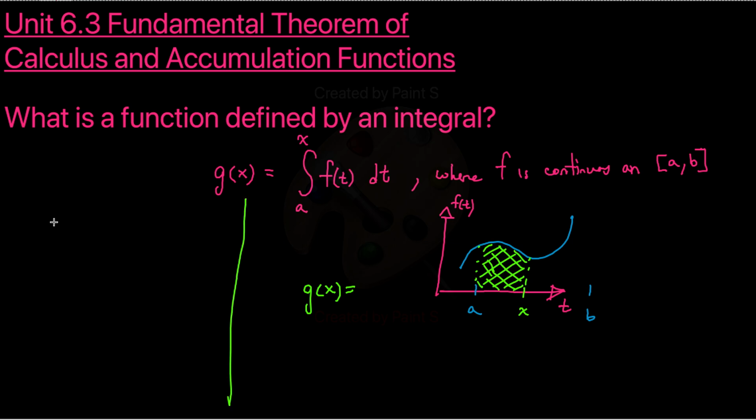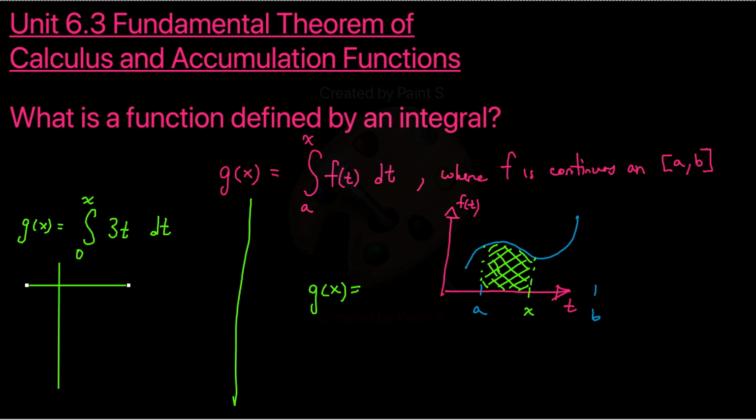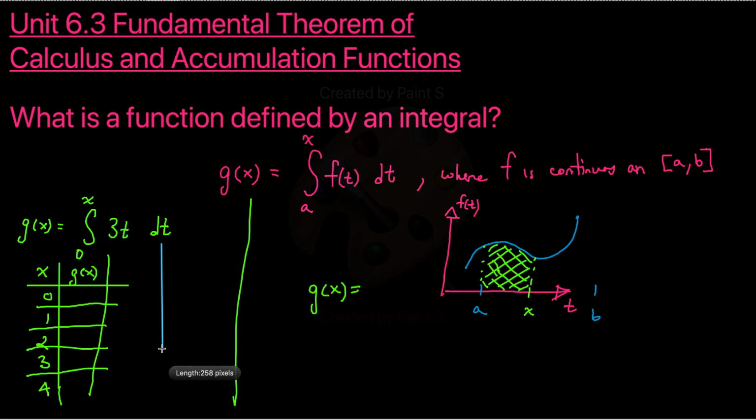A good particular case would be if I said g of x is equal to the integral from 0 to x of 3t dt. In this particular case, it's easy to make a nice little chart and ask the following questions. So here's the chart: here are my x values, and here are g of x values. Let's say 0, 1, 2, 3, and I'll go up to 4, and that'll be fine. We'll get an idea of what g of x is, especially after I do a little sketch of what is happening.